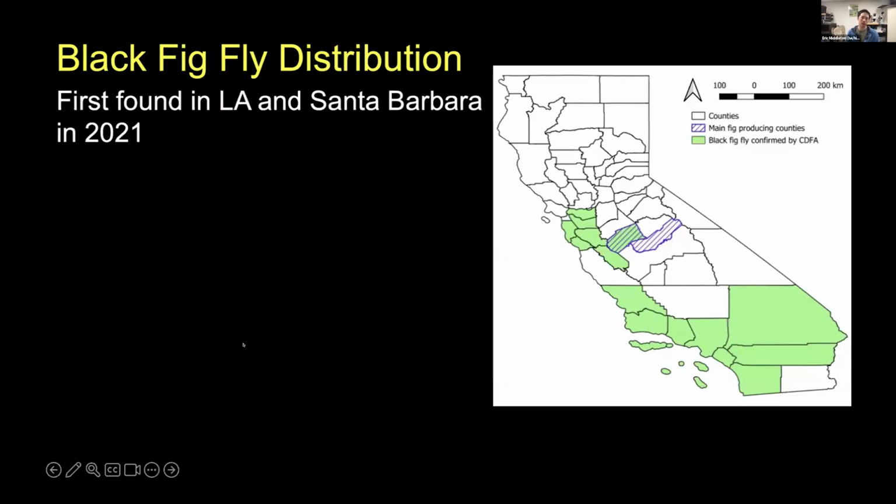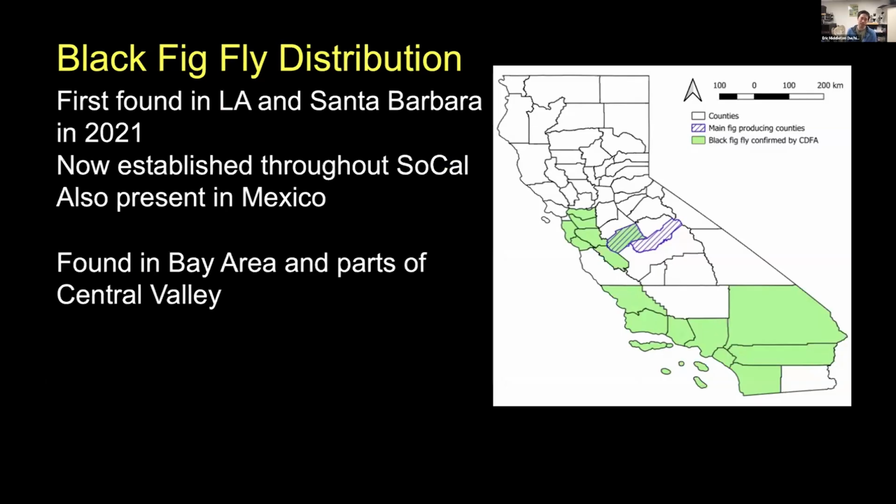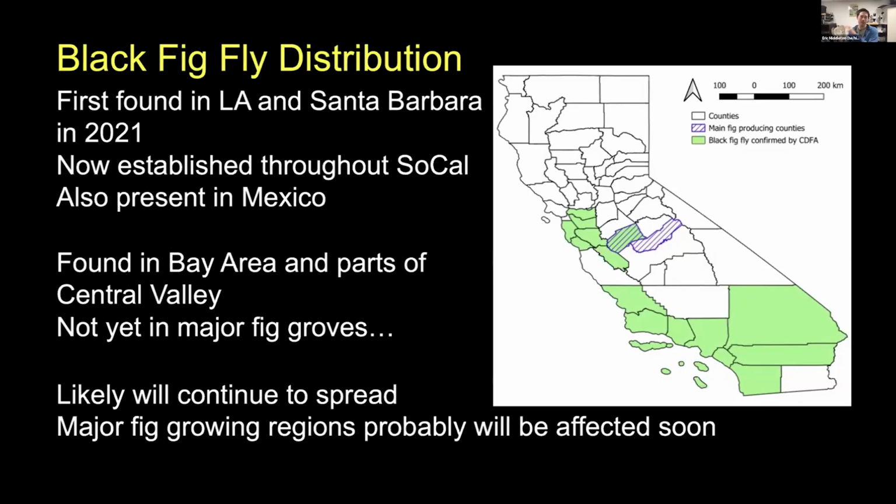So it was first found in LA and Santa Barbara in 2021. It's now established throughout SoCal. It's also present down in Mexico as well. And then, as I said, it's been found around the Bay Area and getting into parts of the Central Valley. It's not yet, as far as I'm aware, in these major fig groves and major fig growing regions becoming a serious problem, but it probably will be very soon. It's spread a lot in just a couple years, and it's likely to continue to spread. And I think these major fig growing regions are going to be affected realistically pretty soon.